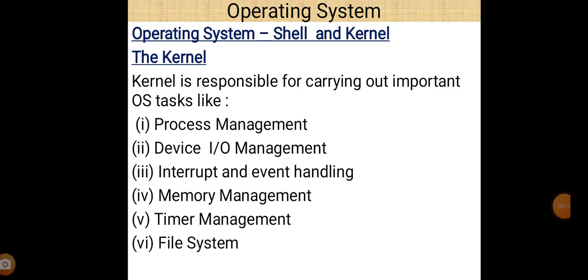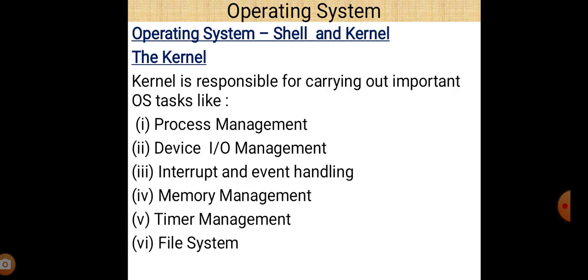Now let us check the difference between shell and kernel operating system. Before discussing these differences, first of all, let us explain the different tasks performed by the kernel. The main tasks performed by the kernel are, first of all, process management. As we know, a process is nothing but a program in execution.